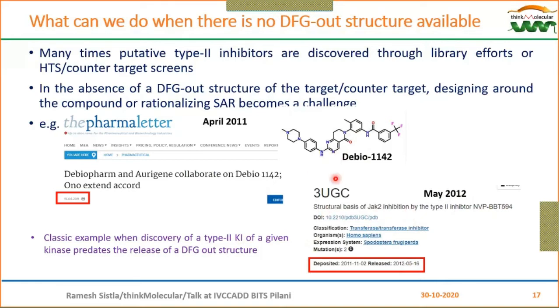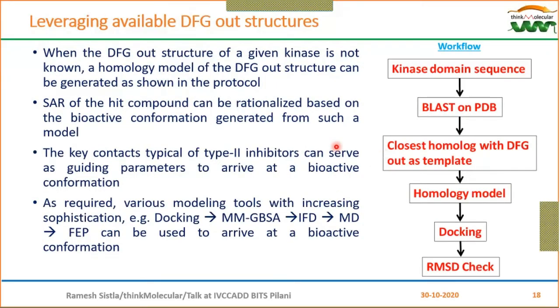So now, does this mean that we cannot design type 2 inhibitors in kinases where there are no DFG-out structures available? That's not the case, because of what we did. I have been helped on this matter by my past colleagues, Rishi and Vadidas. We actually came up with a workflow.